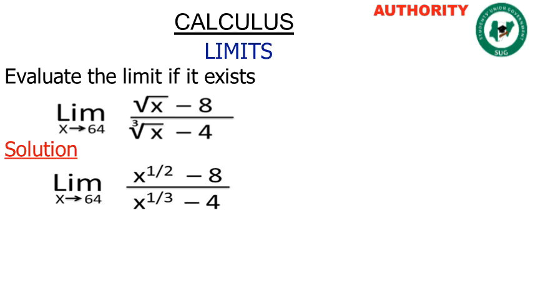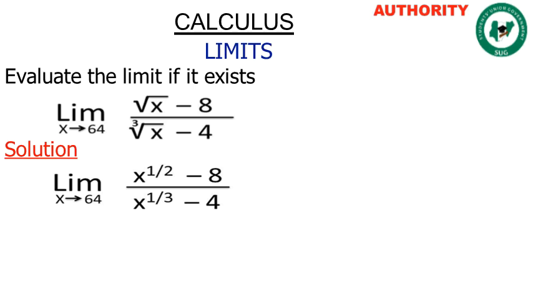We are having the limit as x approaches 64 of x raised to power 1 over 2 minus 8, all over x raised to power 1 over 3 minus 4. Okay, so pay attention please. We have x in the numerator and x in the denominator. In the numerator, it is raised to power 1 over 2, and in the denominator, it is raised to power 1 over 3. So we are going to take this 1 over 2 and 1 over 3.